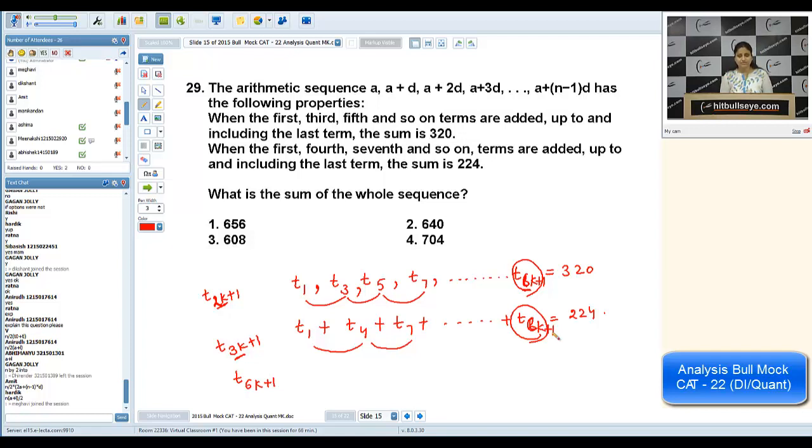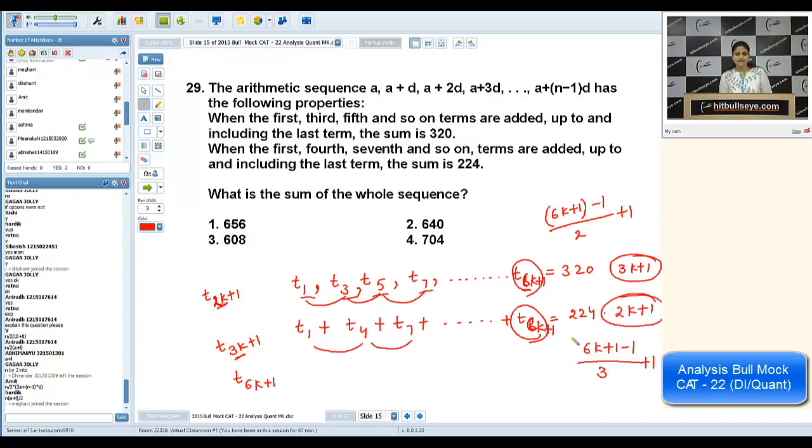Now we will calculate the number of terms here. 1, 3, 5, 7, that is in AP. How to calculate the number of terms in an AP? Last term minus first term divided by common difference, plus 1. So it will be 6k plus 1 minus 1 upon 2 plus 1, which comes out to be 3k plus 1. It means the number of terms here is 3k plus 1. And here it will be 6k plus 1 minus 1 upon, what is the common difference in this case? This. So it comes out to be 2k plus 1. So these many terms are here in both these equations. Are you getting me? Is it okay?